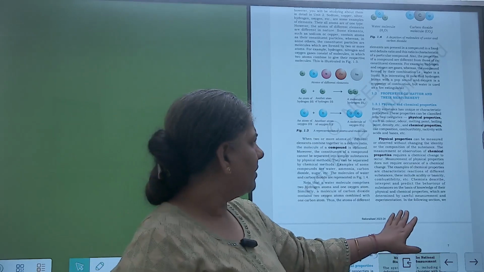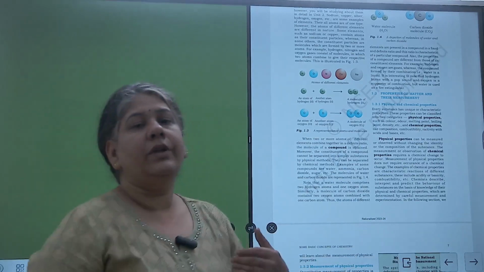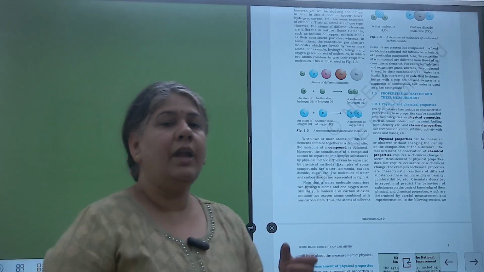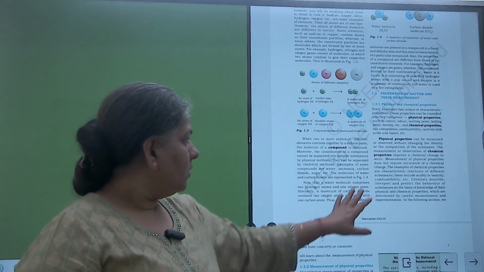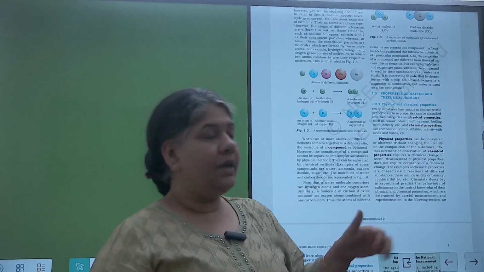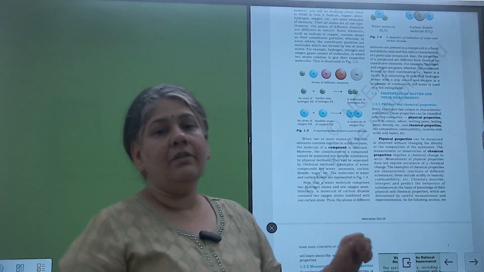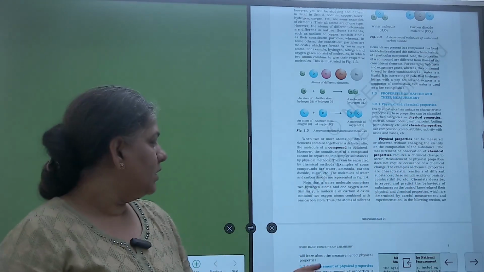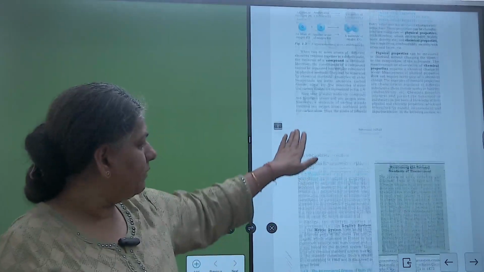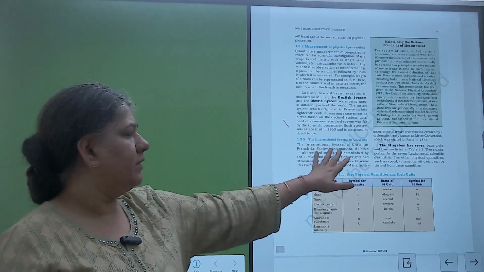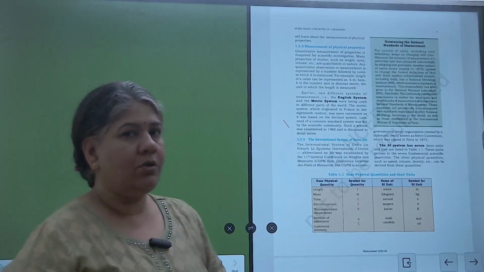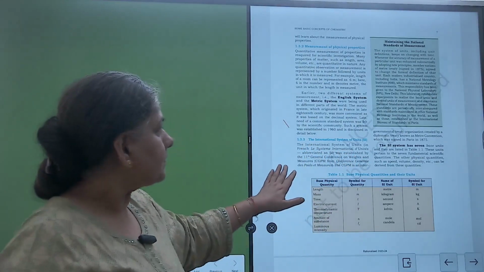So these are the chemical properties which are observed during an experiment. And obviously, some of these properties can be measured. So, measurement of the physical properties. There is a system of measurement, the SI system, which is followed throughout the world.